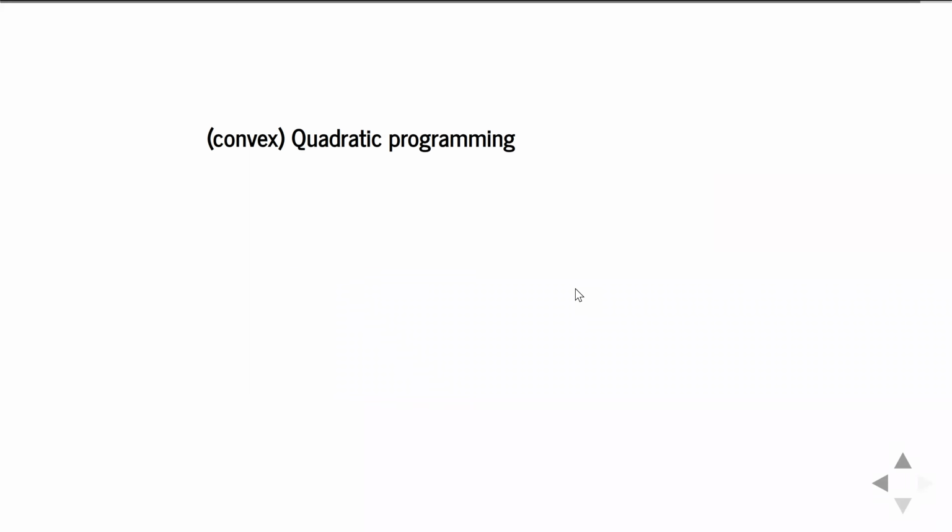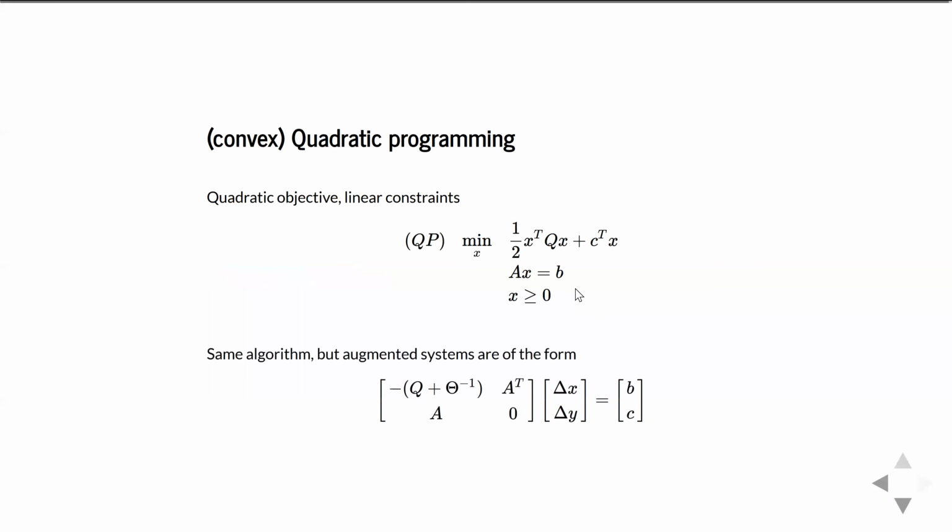So the first one would be to support quadratic programming. So optimization problems with a quadratic objective and linear constraints. The algorithm is exactly the same, except that the augmented systems have this Q matrix in addition to the diagonal scaling theta inverse. But it should be a relatively minor update of the code, with some caveats, of course.